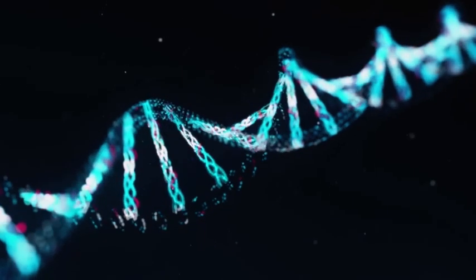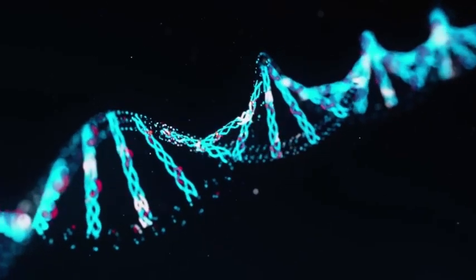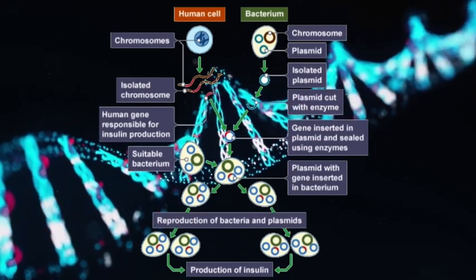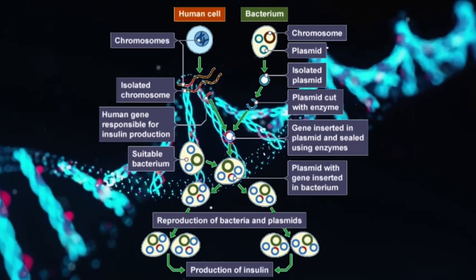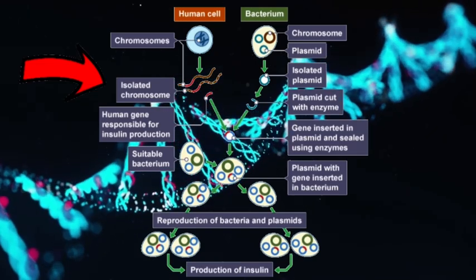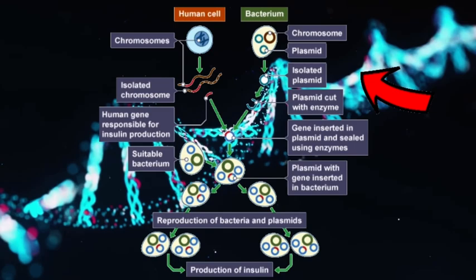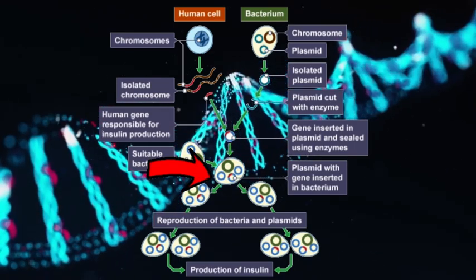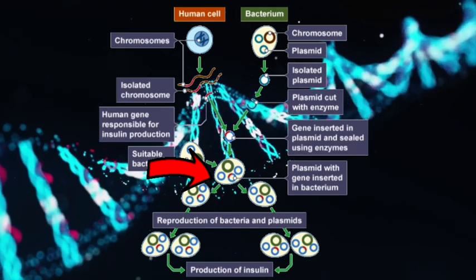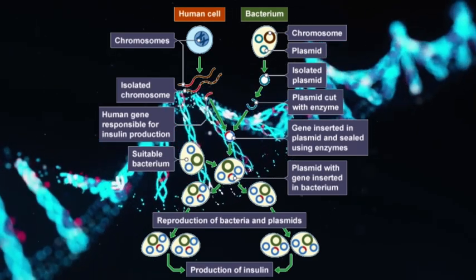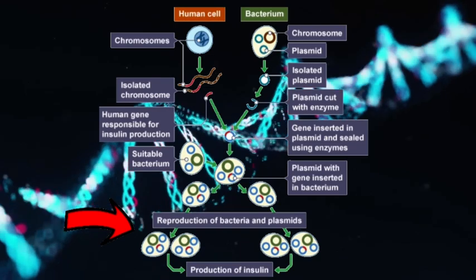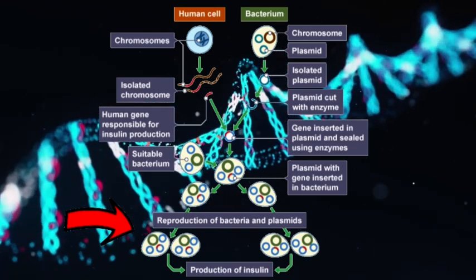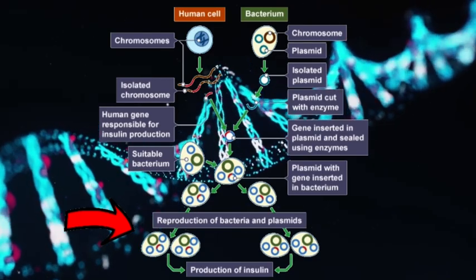The process of making genetically modified insulin is as follows. First, the gene that is wanted, which is the one for making insulin in this case, is cut out from a piece of human DNA using restriction enzymes. You then take an isolated plasmid, cut it at the point that you want to insert the new gene, and combine the two using ligase enzymes. The plasmid with the insulin gene is then inserted into a suitable bacterial cell. Then the transgenic bacterium reproduces, resulting in millions of identical bacteria that produce human insulin.